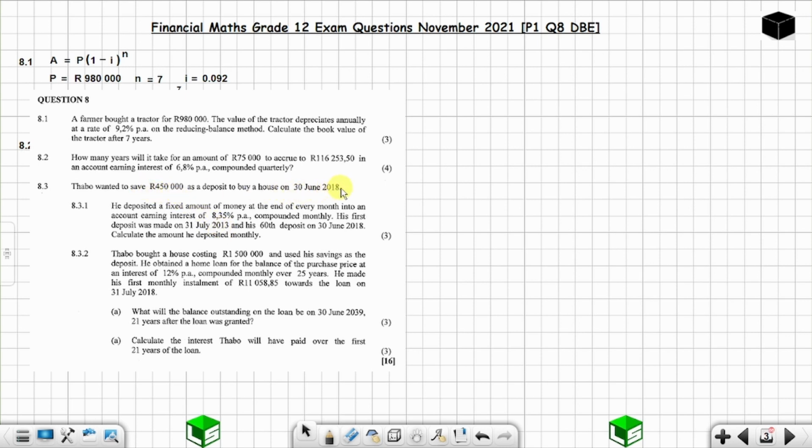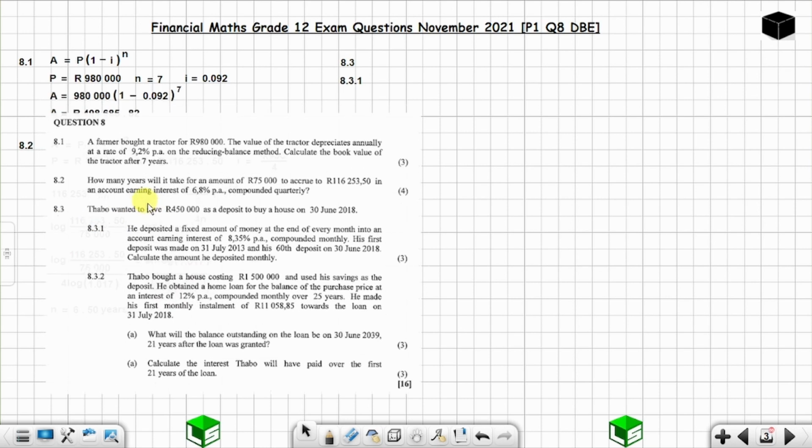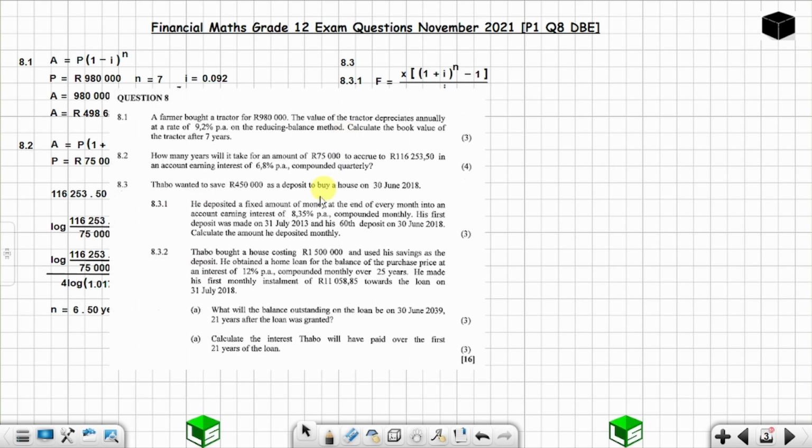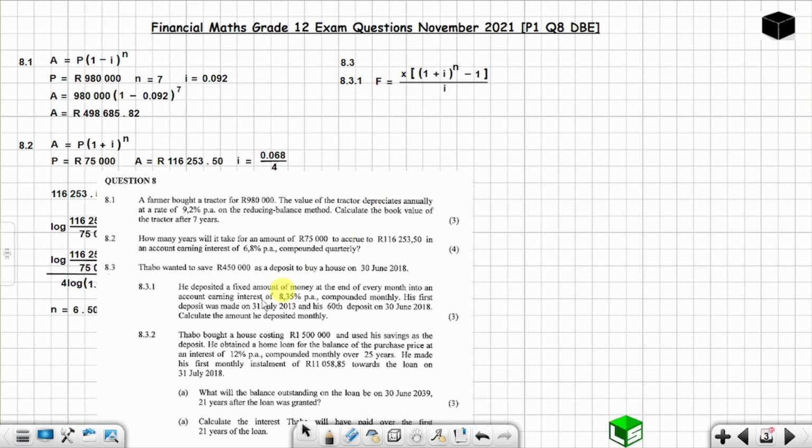You can also see there is a monthly deposit. So 8.3 and 8.3.1, right? You need to use this formula when you read the question. I hope you understand. He started in 2013 and wanted to save this in the future. So you need to use this formula. The question is to find X: calculate the amount he deposited monthly.